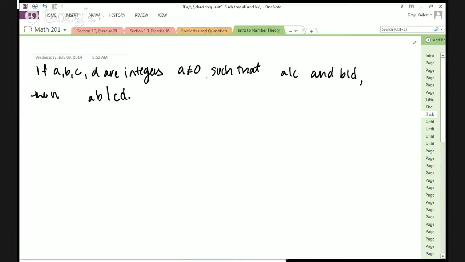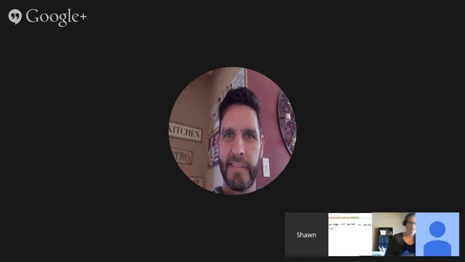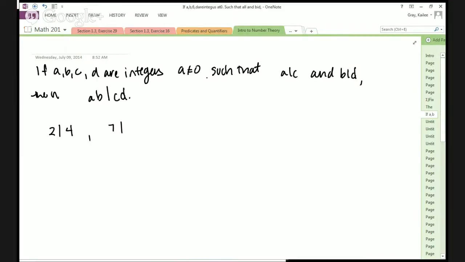So let's look at an example here. We've got four distinct integers. Well, not necessarily, but it'll make more sense if we do four distinct integers in this example. We've got 2 divides 4, and 7 divides 35. So what this is saying is that, therefore, I know that 14 divides 140. Hopefully I did that multiplication right. So that's the idea that we're trying to prove here in a general sense. Does that example make sense, guys?